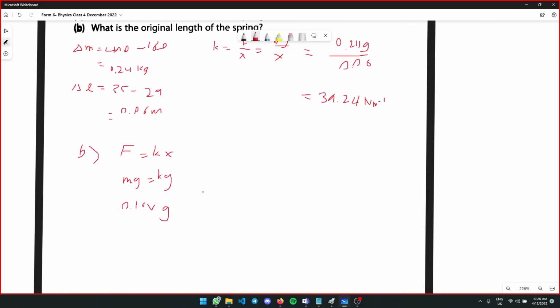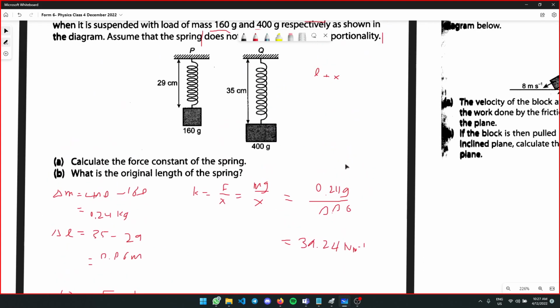Why mg equals kx? Oh, g, sorry. So sorry about that. 0.16 g equals, just now we got the k value, 39.24 x, and then you can just find the x value, which is around... Mass 0.16, not 0.24. Why we use 0.24? Just saying, maybe I went a bit too fast.